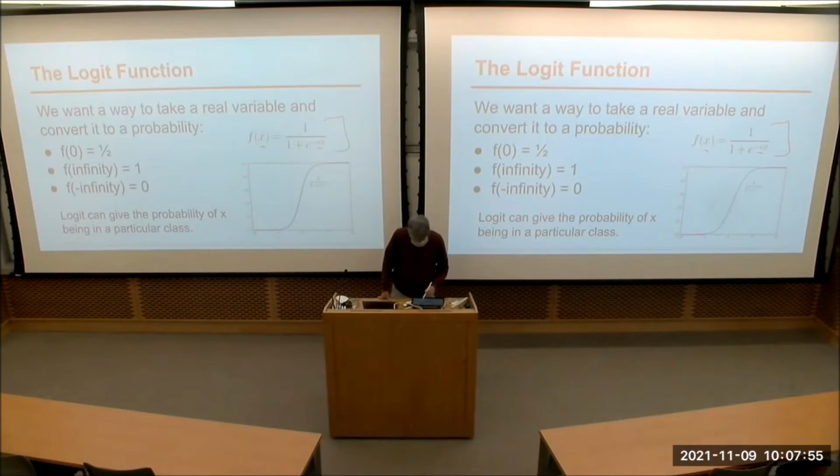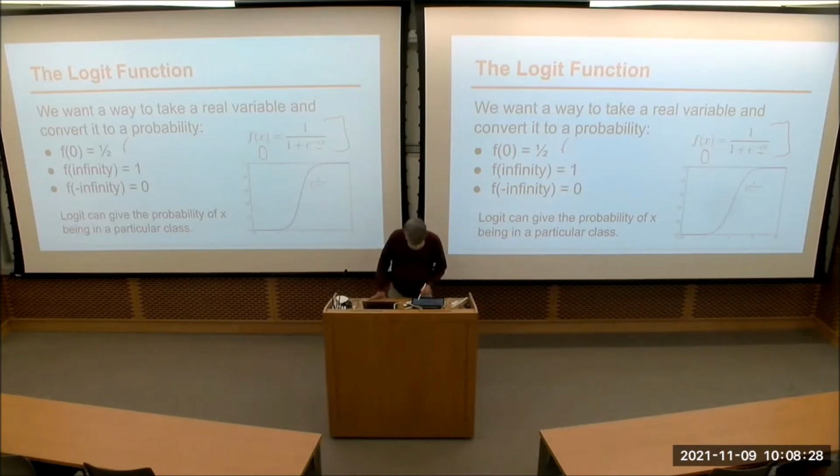At 0, what's going to happen? e to the minus cx is going to be e to the 0. What is e to the 0? For the constant e, it's going to be what? 1. Okay, so this is going to be 1 over 1 plus 1, or 1/2. So we get the case of x equals 0 gave us a half.